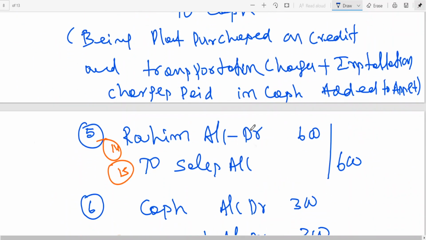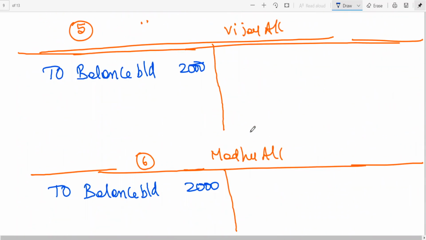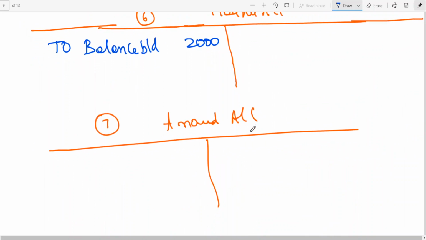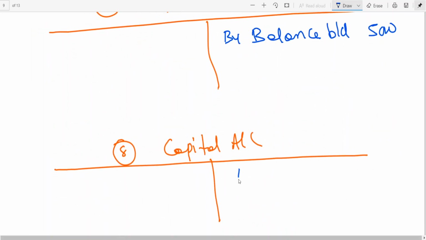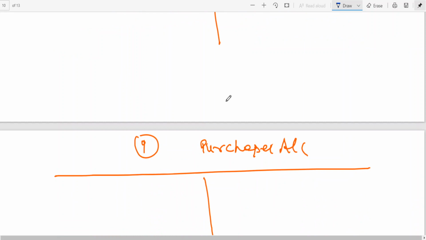Okay. So these ledger accounts have been opened already. Now we need to go for Anand's account. Anand's account is showing a credit balance. Whatever account has a credit balance, it will be taken to the credit side. By balance brought down 5,000. Like this, these existing accounts have been continued. That means you are not opening previous year accounts, you are continuing.